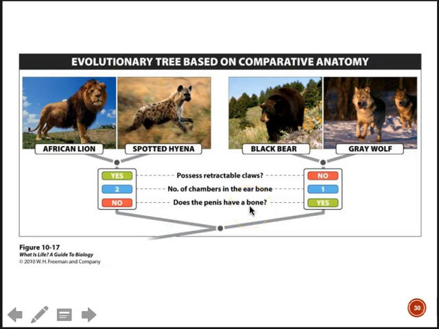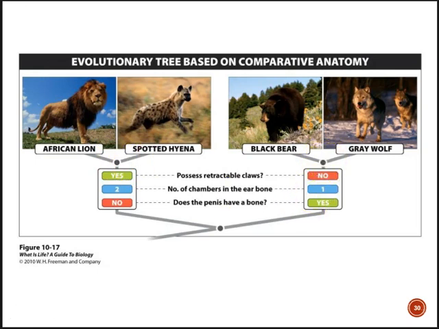And then, kind of hilariously, does the penis have a bone? And these cats do not have a bone in their penis, but the bear and gray wolves do have a bone in their penis. And so if you are just kind of thinking about how you should lump these guys together, it's very clear that just based on this anatomy and biogeography, the black bear is more closely related to the gray wolf, and the African lion is more closely related to the spotted hyena. Right? They do share a common ancestor farther back in time, but we're talking about more closely related and less closely related.